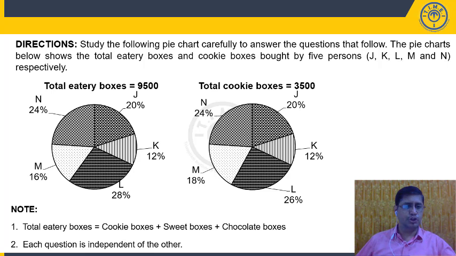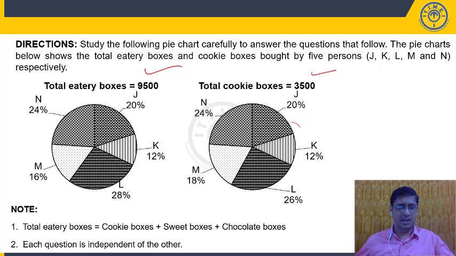The pie chart below shows the total eatery boxes and cookie boxes bought by the 5 persons J, K, L, M and N respectively. Total eatery boxes are 9500 and the cookie boxes are 3500. Okay, 3500 are cookie boxes, means the remaining are 9500 minus 3500, which is 6000. 6000 are the other boxes.